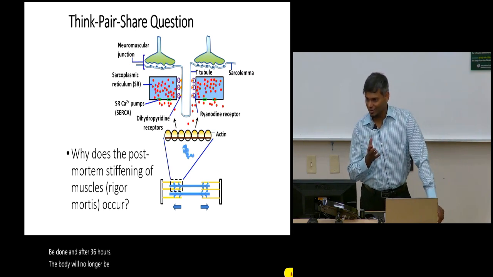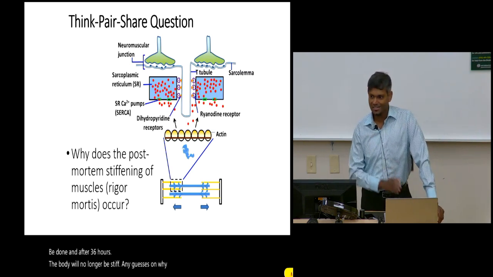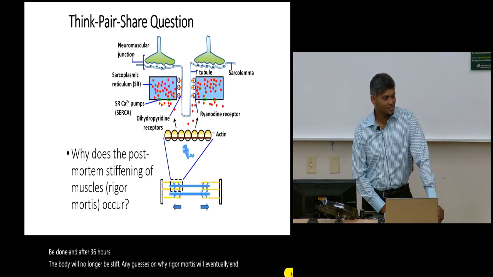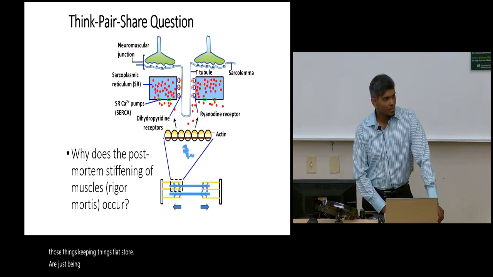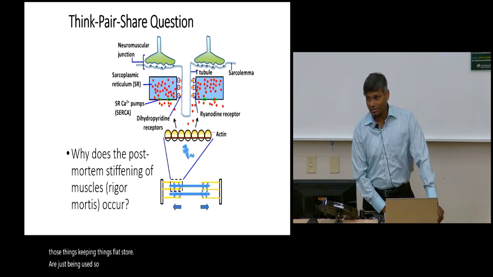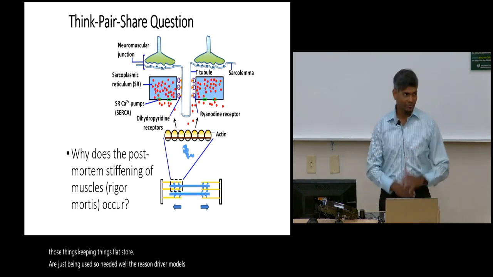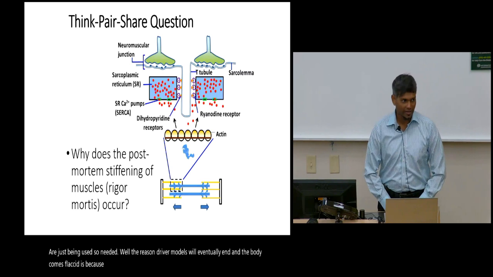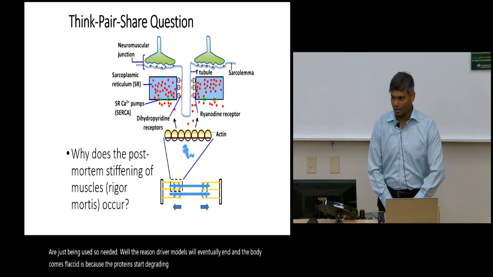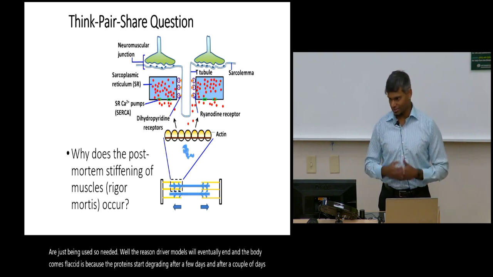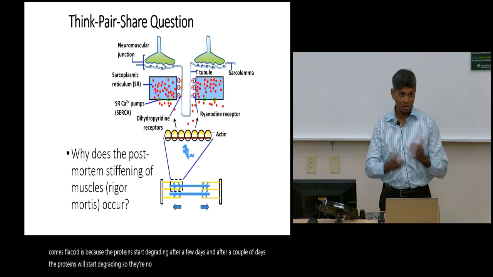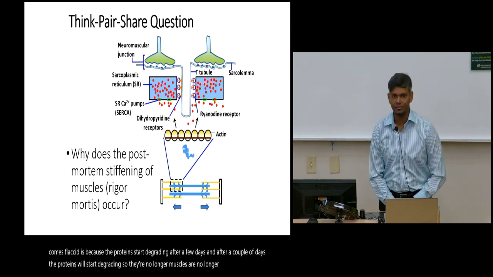Any guesses on why rigor mortis will eventually end? Yes? All of those things, keeping things flexed, are just being used, so it'll all be depleted eventually. Well, the reason rigor mortis will eventually end and the body becomes flaccid is because the proteins start degrading after a few days. After a couple of days, the proteins will start degrading, so the muscles are no longer contracted. Is that clear, folks?